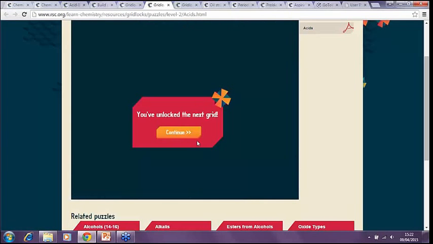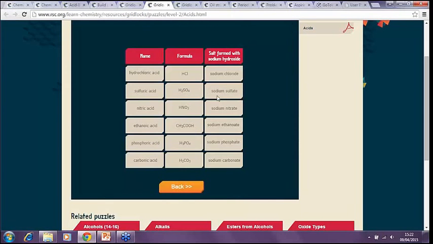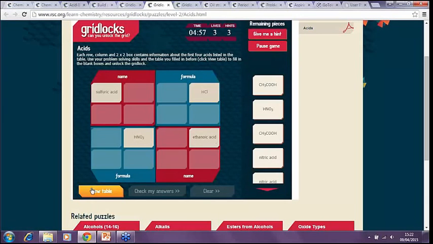So then I can check my answer. So I've unlocked the next grid. But that table that I've put together is available for me to refer to here. So I can always come back to this. So this is where the Gridlocks isn't just focusing on you remembering something, memorizing it. It's helping with your understanding of how these things are linked together, because you can refer back to that. You don't have to have memorized it. Okay, but it's going to help you to be more fluent with these things as well.